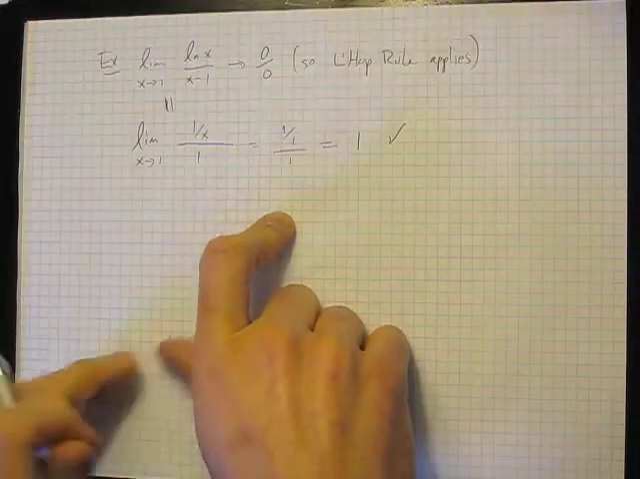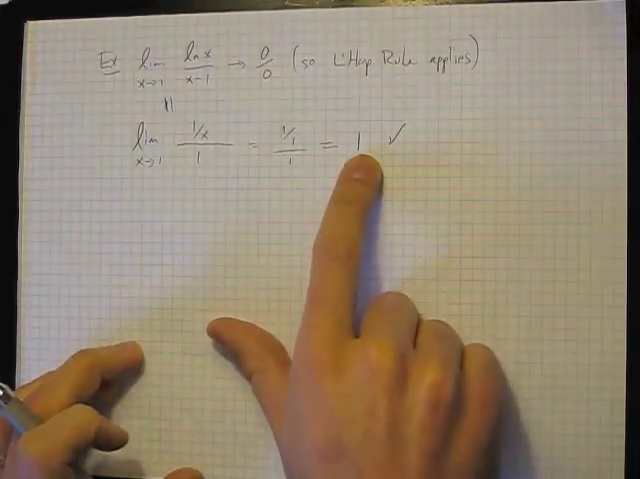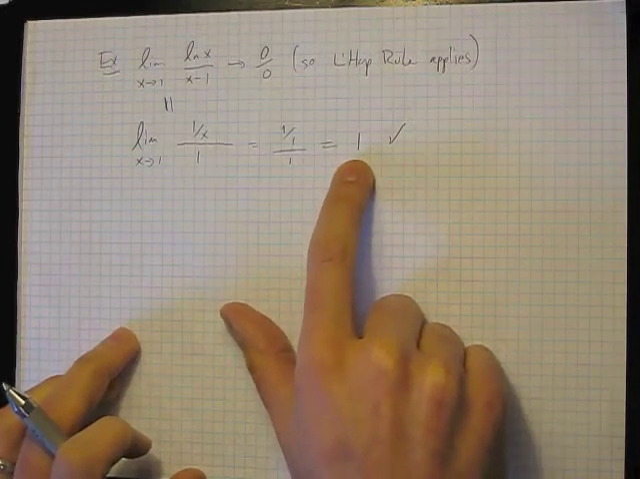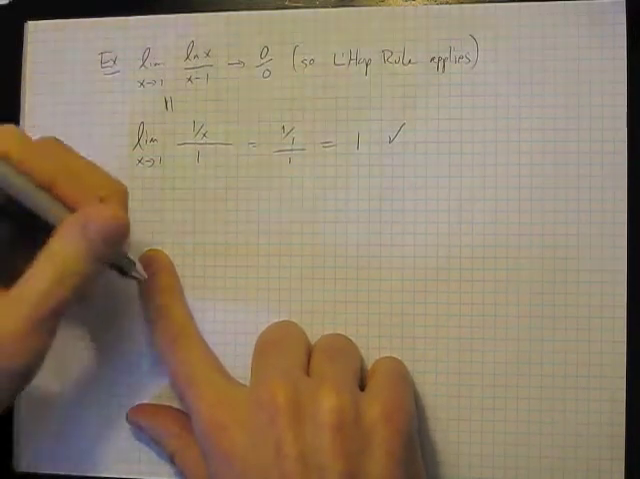Okay, so this limit, even though it appears to go to 0 over 0, actually approaches 1, and you would see this if you graphed this function. The graph would pass through the height 1. All right, let's do another one of these examples.